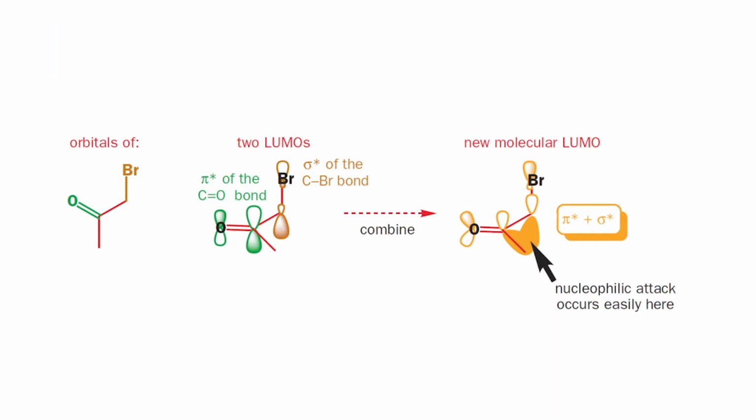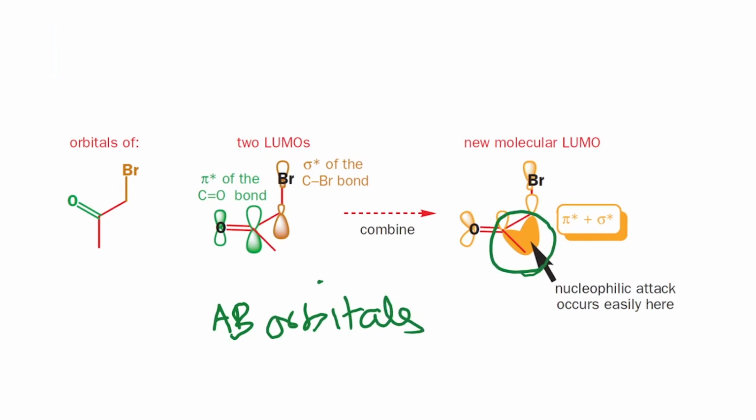But if we propose that there is a combination of these antibonding orbitals, okay, a combination of the antibonding orbitals can result in a new orbital that is being formed over here, and this orbital is going to be further delocalized, and one can suggest that the nucleophilic attack happens much easier here when compared with the aliphatic bromide.